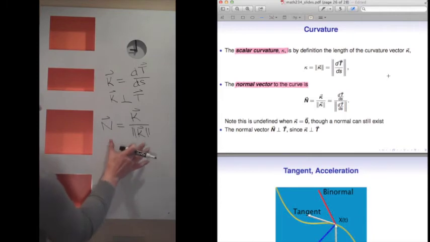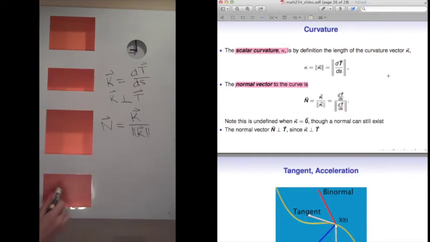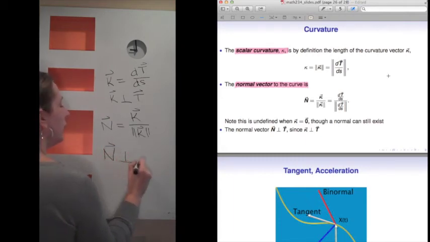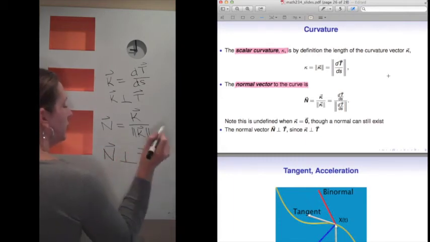In other words, the magnitude of the curvature is not represented here. We just have the direction, right? We have the direction of the curvature vector. And so it follows that this normal vector is orthogonal to the tangent.